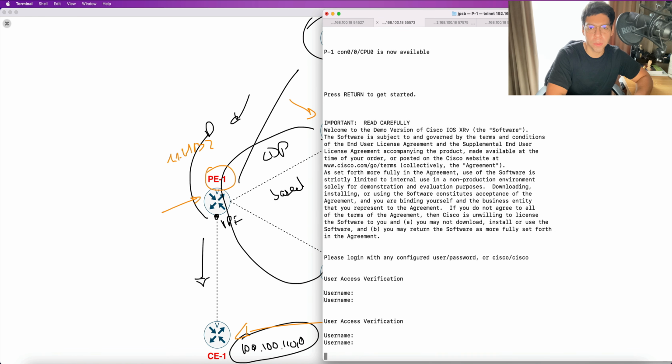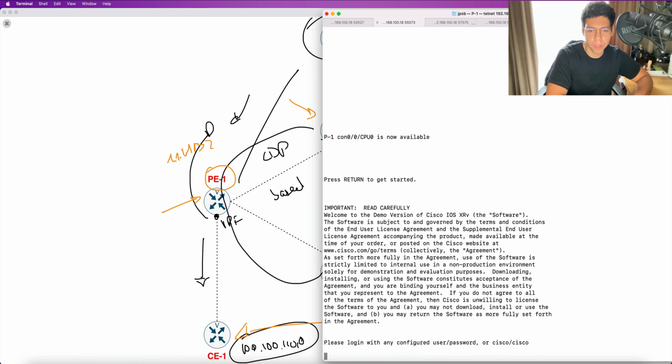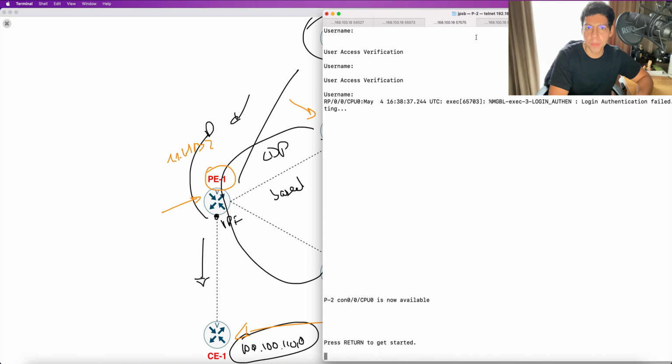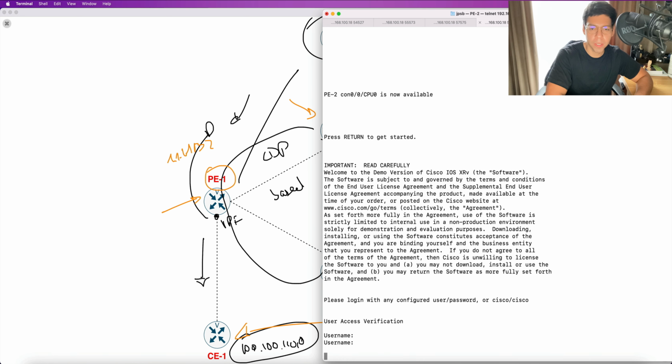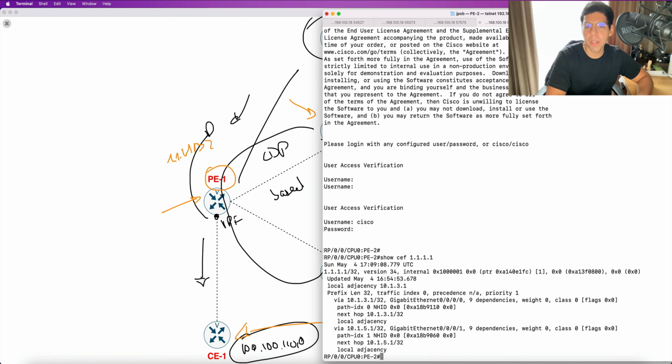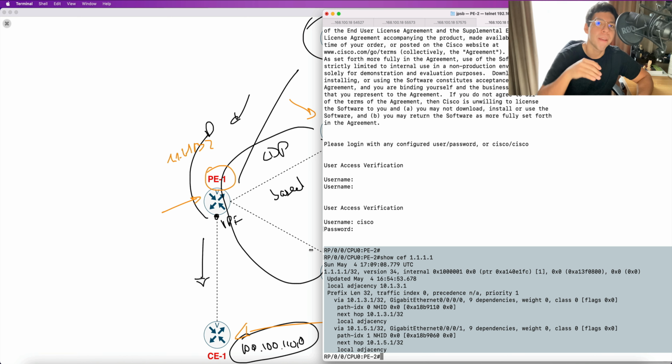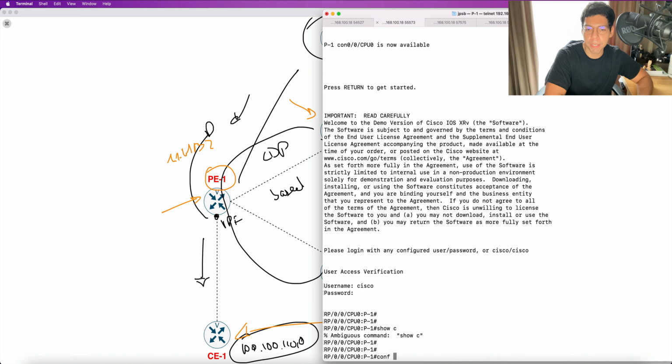Now if we go to P2, this is provider 2, show CEF 1111, then here we don't have a label. There is no label. We need to configure again the mapping server and propagate that label over the segment routing domain. We will configure provider 1 as a mapping server.